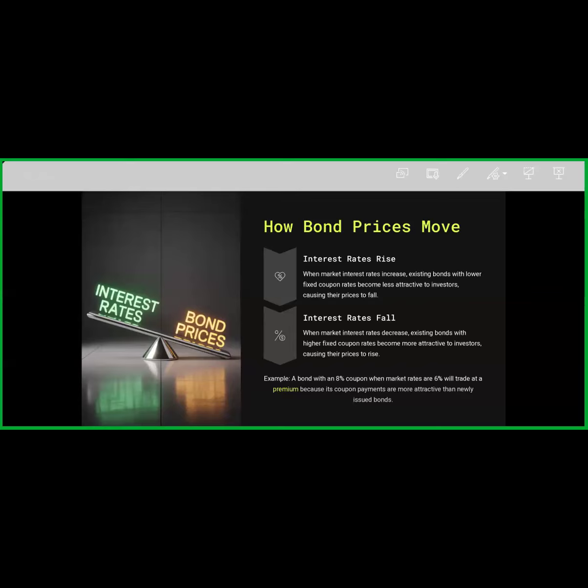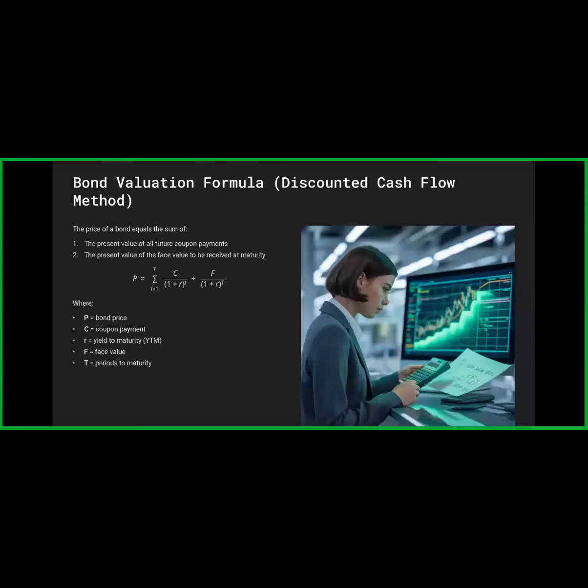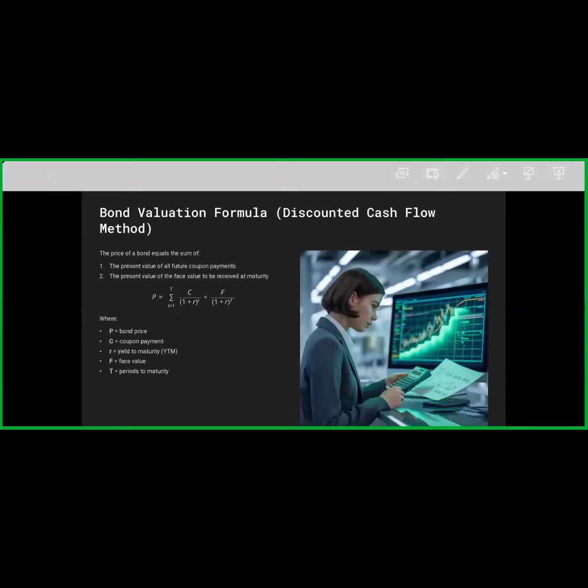Here is one example: a bond with an 8% coupon rate, when market rates are 6%, will trade at a premium, because the coupon payments are more attractive. Automatically we see the 2% difference in that example. So this is the impact of the interest rates. The bond valuation formula we are going to discuss in the next session, and we are also going to understand how share capital valuation is done. So these two parts we are going to understand in the next session.